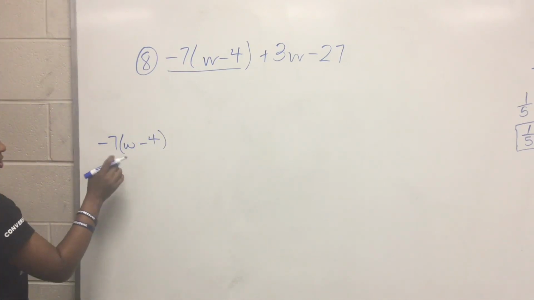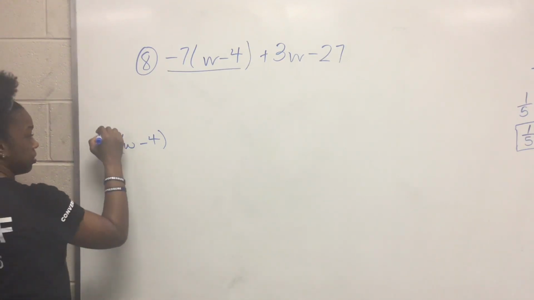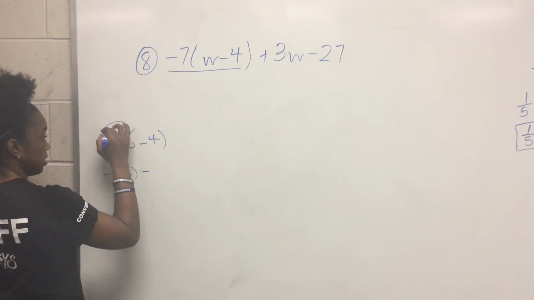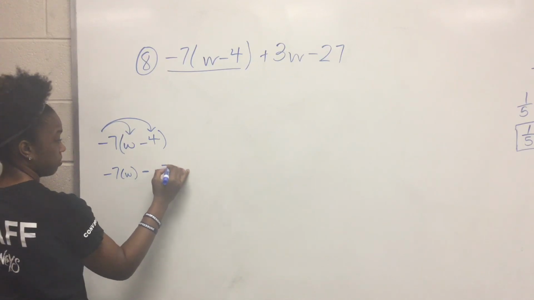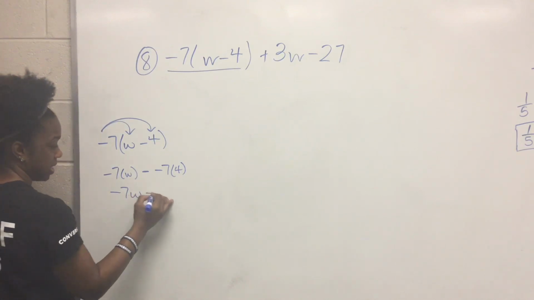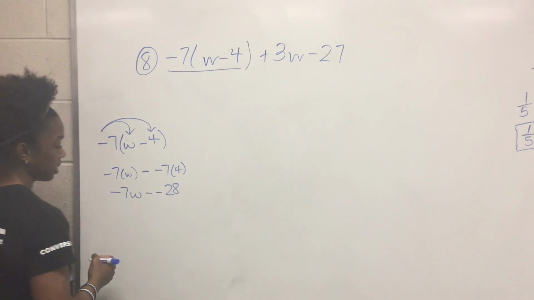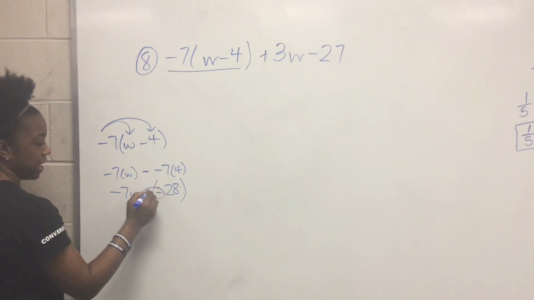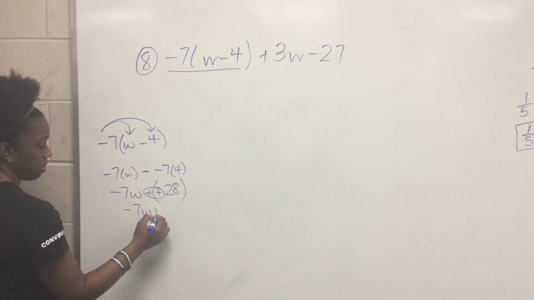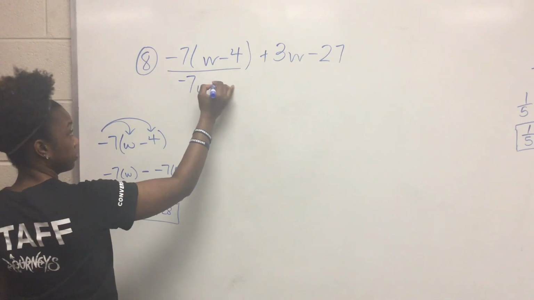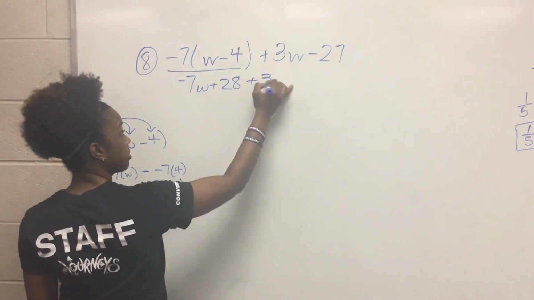Negative 7 times w minus 4. Do the arrows, negative 7 times w minus negative 7 times 4. Then we get negative 7w minus negative 28. Now we know when we see two signs like this back to back, that means to add. So we got negative 7w plus 28 as our distributed answer. So we just want to put it back and bring down the rest of the problem.